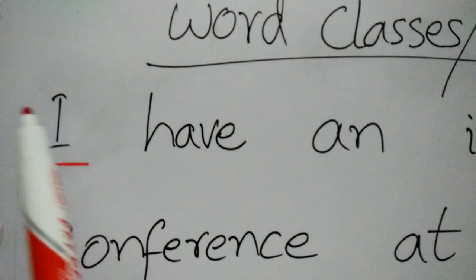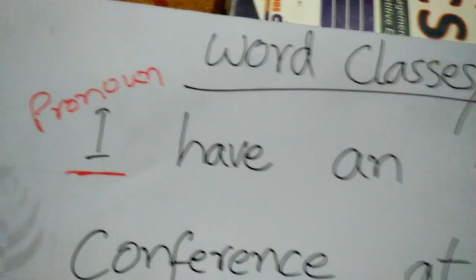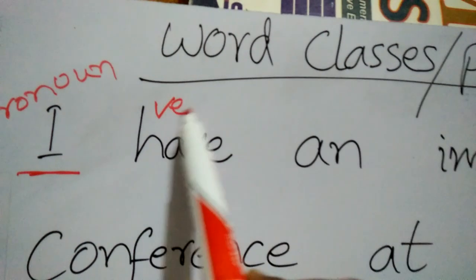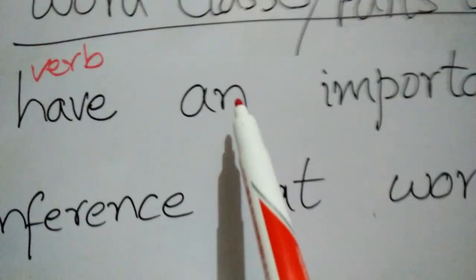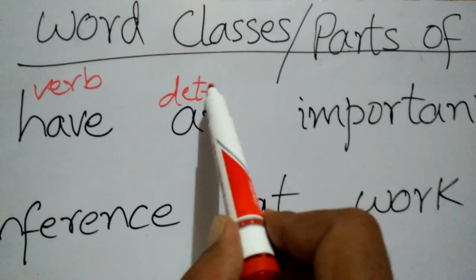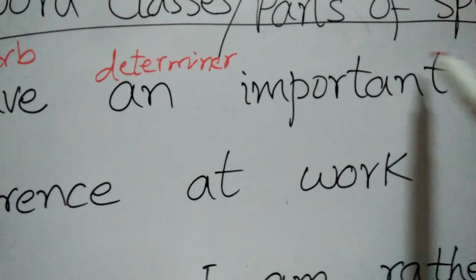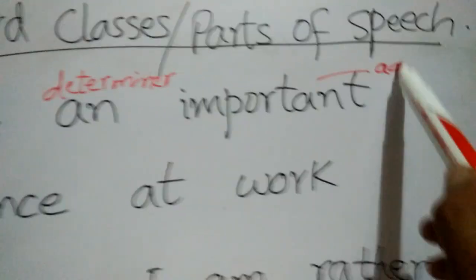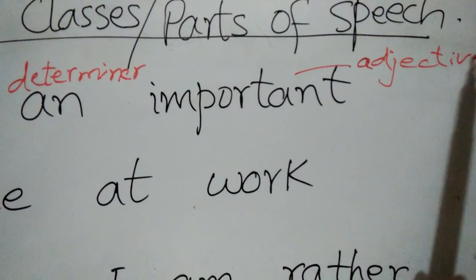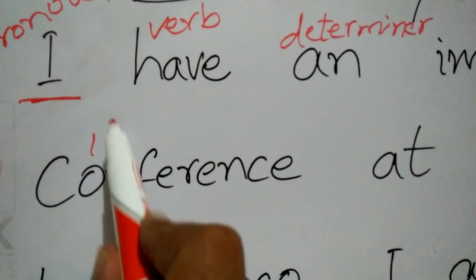आई इज़ अ प्रोनाउन। नेक्स्ट इज हैव। Have is a verb. Next is an. An is a determiner. Next is important. Important is an adjective. Next is conference. Conference is a noun.